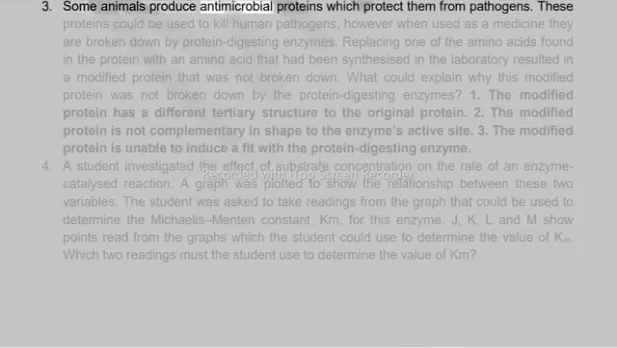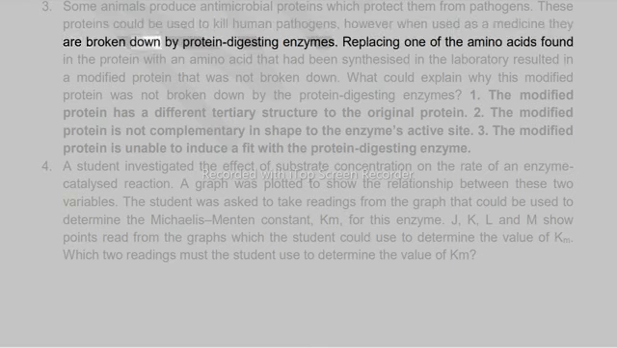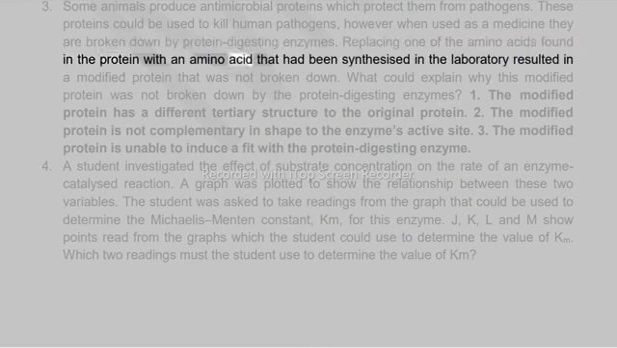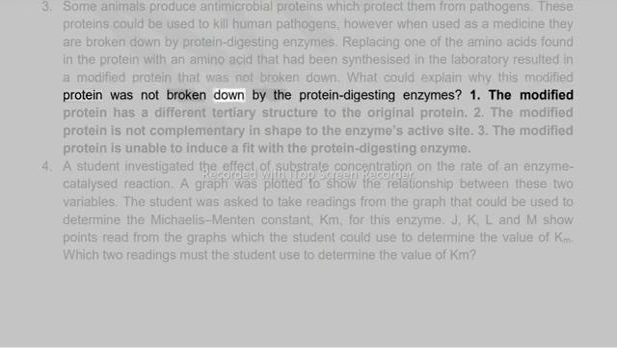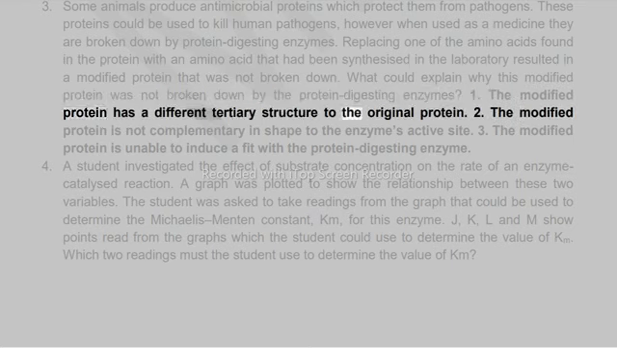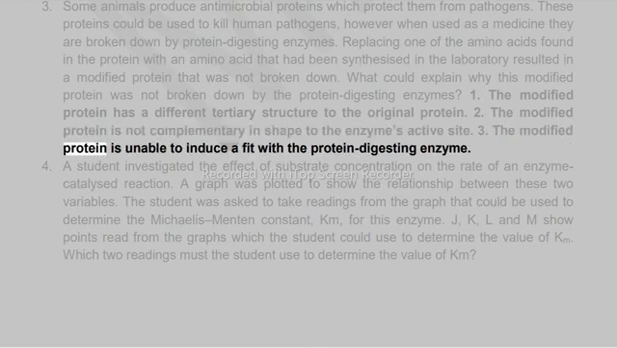3. Some animals produce antimicrobial proteins which protect them from pathogens. These proteins could be used to kill human pathogens, however when used as a medicine they are broken down by protein-digesting enzymes. Replacing one of the amino acids found in the protein with an amino acid that had been synthesized in the laboratory resulted in a modified protein that was not broken down. What could explain why this modified protein was not broken down by the protein-digesting enzymes? 1. The modified protein has a different tertiary structure to the original protein. 2. The modified protein is not complementary in shape to the enzyme's active site. 3. The modified protein is unable to induce a fit with the protein-digesting enzyme.